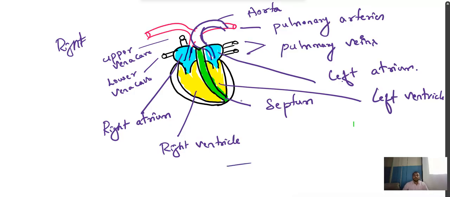Understood. Now these two parts of the heart are divided by a septum, a line or a region which divides the heart into two parts. That is said to be a septum. Good. So this is a diagram of a human heart.